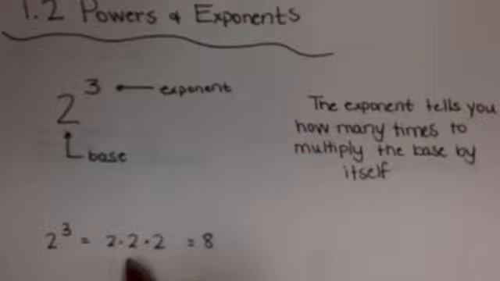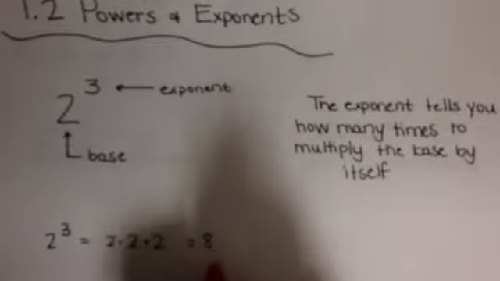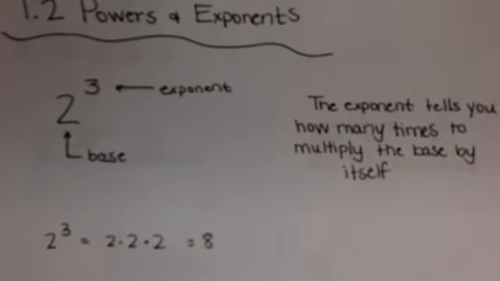2 times 2 is 4. 4 times 2 is 8. So 2 to the third power is, in fact, the number 8.